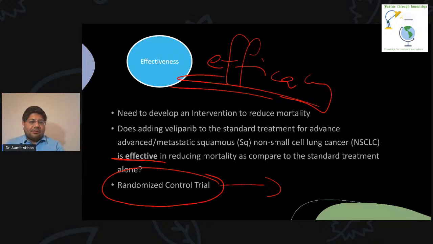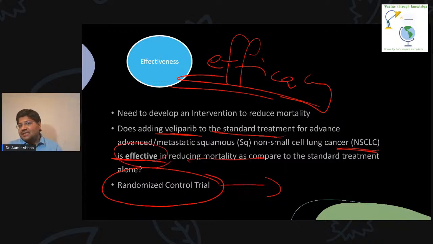Then, for example, what we are trying in our example, we are taking the intervention of this drug known as veliparib, and we are asking this question: does adding veliparib to the standard treatment for advanced metastatic squamous non-small cell lung cancer, where we're becoming very specific about the type of lung cancer we're talking about, is it effective in reducing mortality? So we're using the term effectiveness.